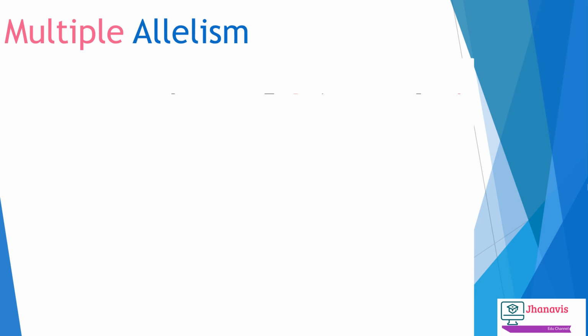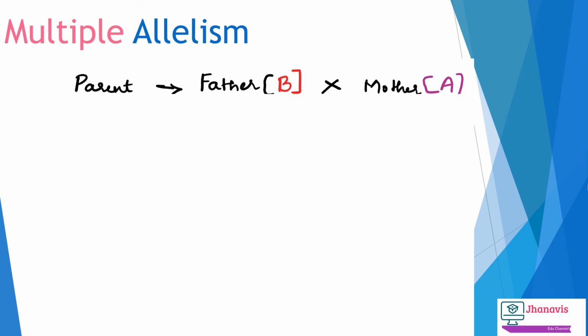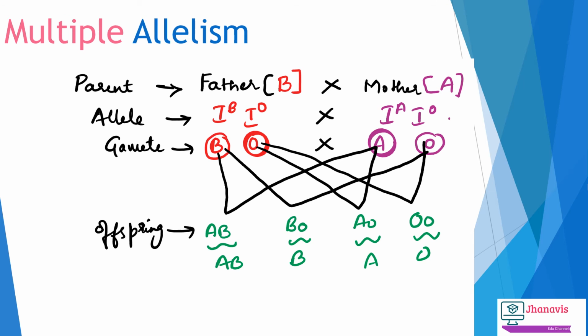Let me explain multiple allelism by taking an example. Here I am taking a parent, the father and the mother. The blood group of the father is B and the blood group of the mother is A, which I have indicated in the brackets. The alleles of the father will be IB, IO, whereas the alleles of the mother will be IA, IO. The gametes which are produced will be B, O and A, O.